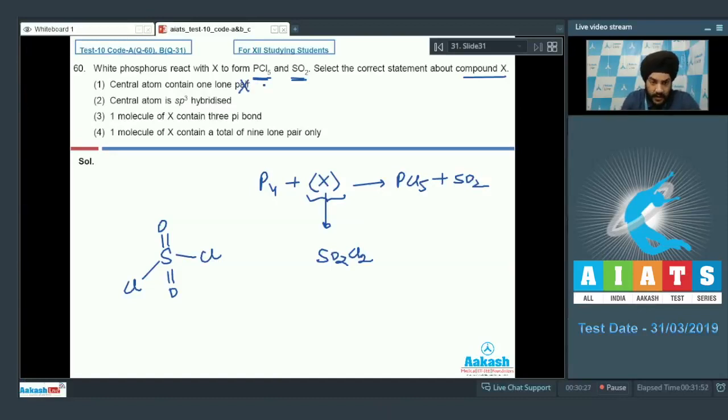If we talk about the second option now, central atom is sp3 hybridized. This is correct, students. The hybridization of sulfur in this case is sp3. The third option says one molecule of X contains 3 pi bonds. This is incorrect, students. It contains only 2 pi bonds. The fourth option says one molecule of X contains a total of 9 lone pairs only. This is also incorrect. We're going to have 3 lone pairs on each halogen and 2 lone pairs on each oxygen. So a total of 10 lone pairs are present and not 9 as mentioned in the question. So students, for this question, we select the correct option as option 2.